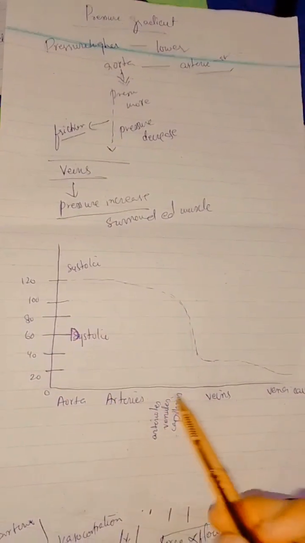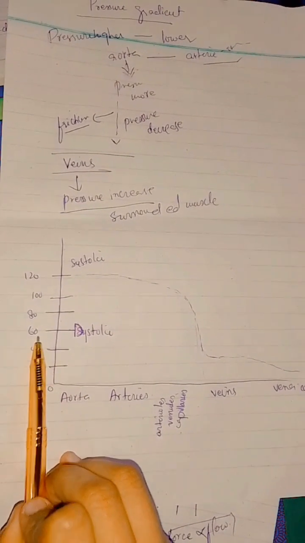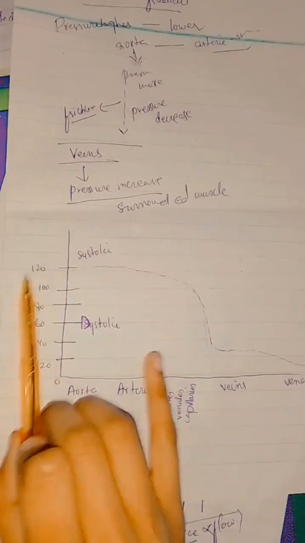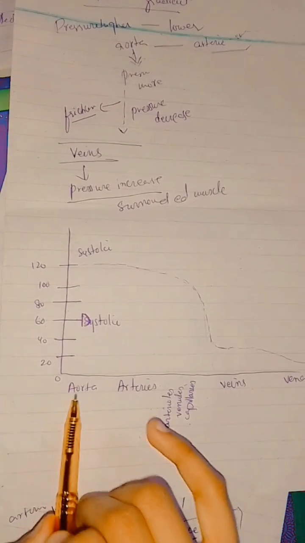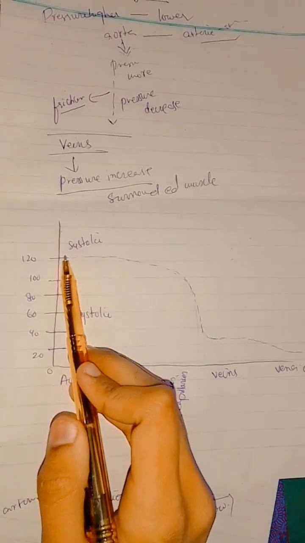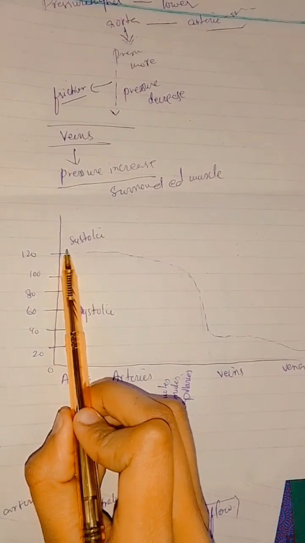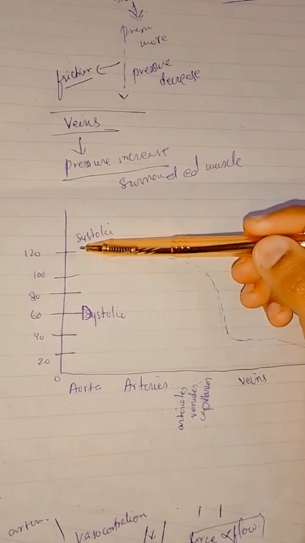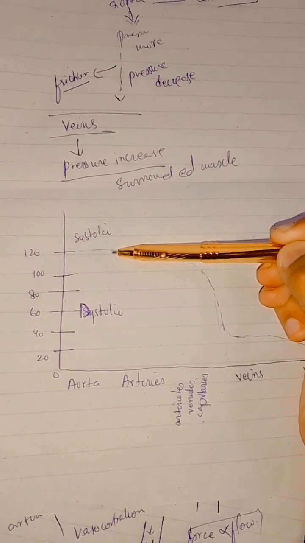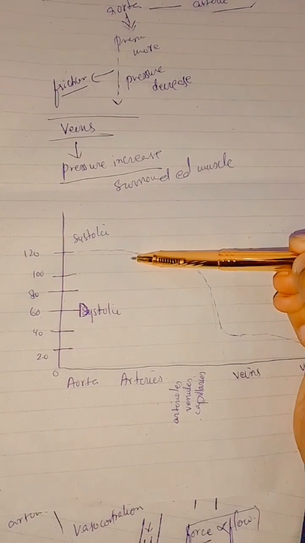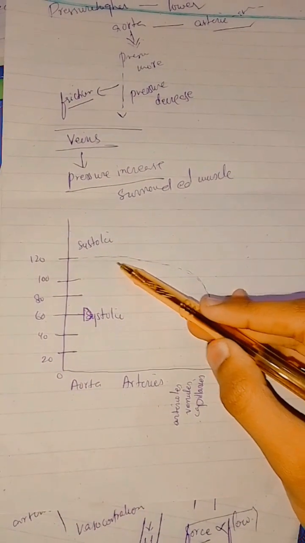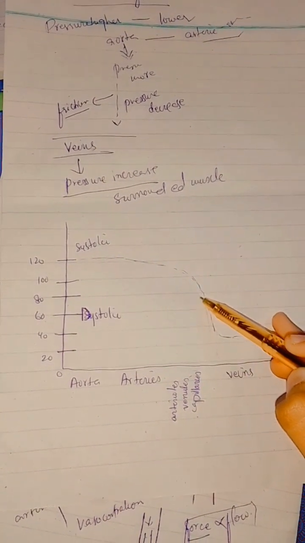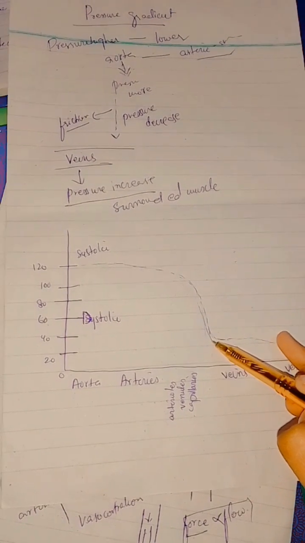Now if we talk about this graph, as I said, the diastolic pressure is 60 to 80 mm of Hg and the systolic pressure is 120. The pressure is highest in the aorta, so it moves from the higher to the lower. Gradually the pressure reduces in the arteries, then the capillaries, then it keeps reducing.